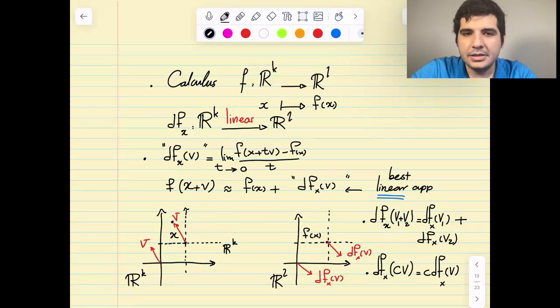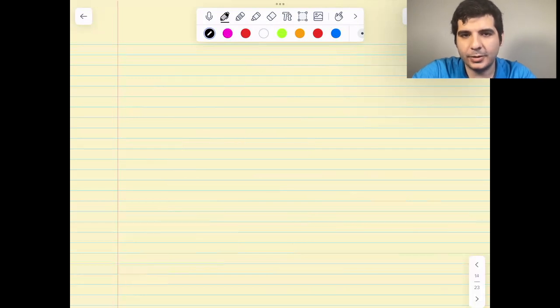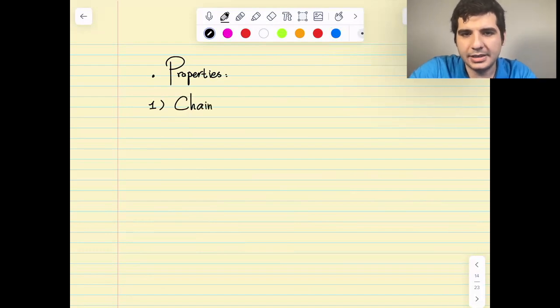Okay, now we want to see what it means to define this notion for manifolds rather than just maps between vector spaces. So before doing that, or for doing that, we are going to use a few essential properties. The first important property of the derivative, just on Euclidean spaces, is that it satisfies the chain rule.